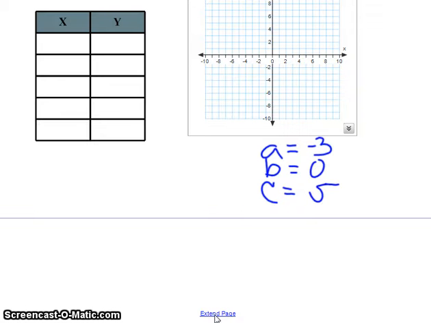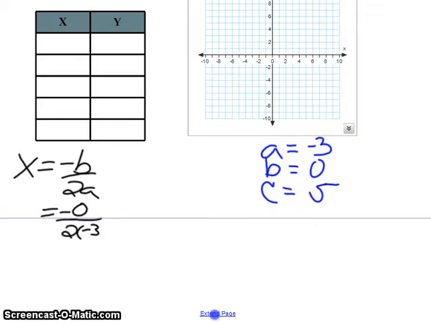Let's do the vertex. So here's my formula for the vertex. I've got negative 0 over 2 times negative 3. So what's 0 divided by anything? 0. It really doesn't matter what's in the denominator. The answer to this is 0.